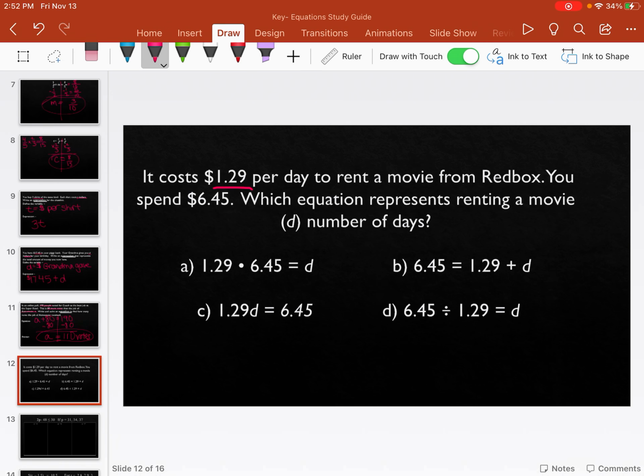It costs $1.29 to rent a movie from the Redbox. You spend $6.45. What equation represents renting a movie for D number of days? So for this one, it is going to be C, because you're going to multiply $1.29 times D, the number of days. So I agree, the way that you would end up solving it is D. But remember, we just talked about how the variable can't be by itself, so it can't be D.